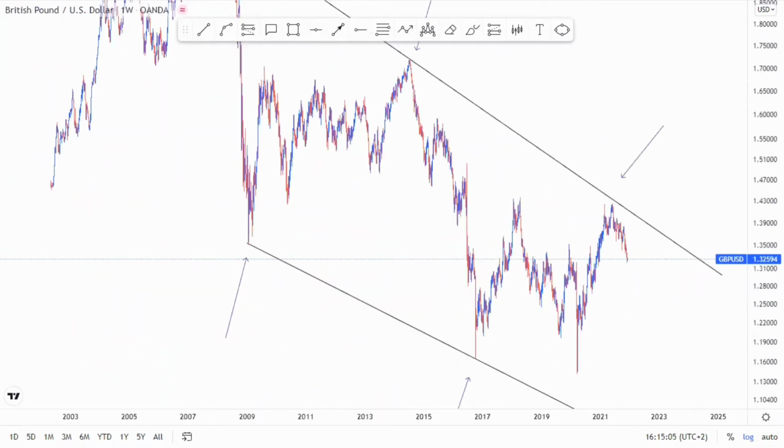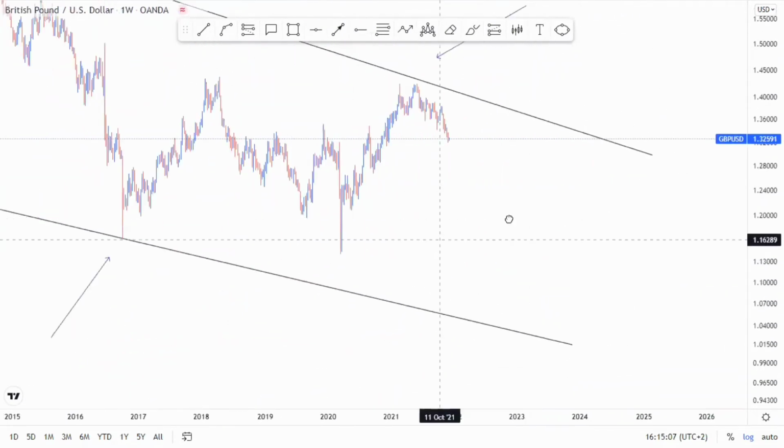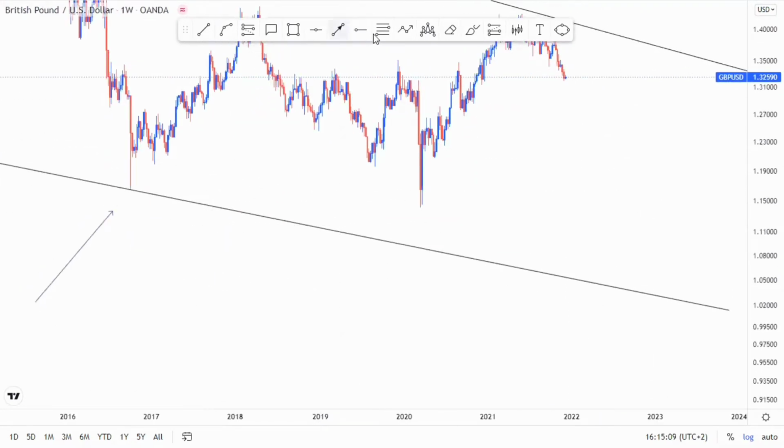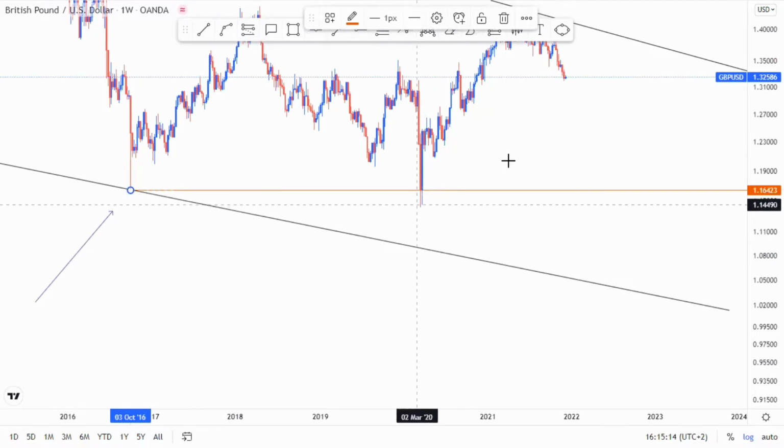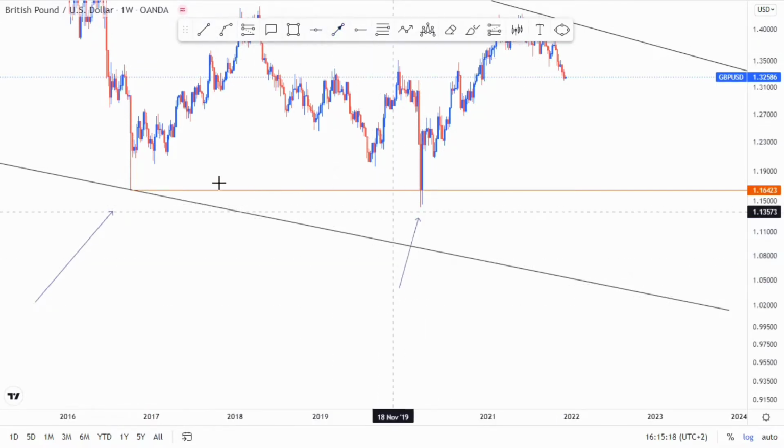Okay, this is something I want to highlight. We broke this low here to create a new lower low. As you guys can see, pay attention to the detail. We broke this low to create a new lower low.